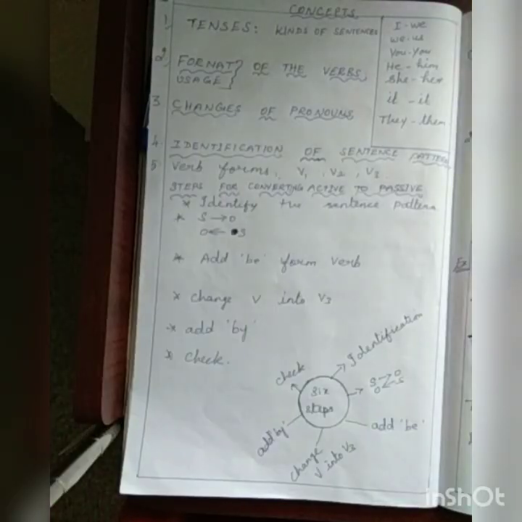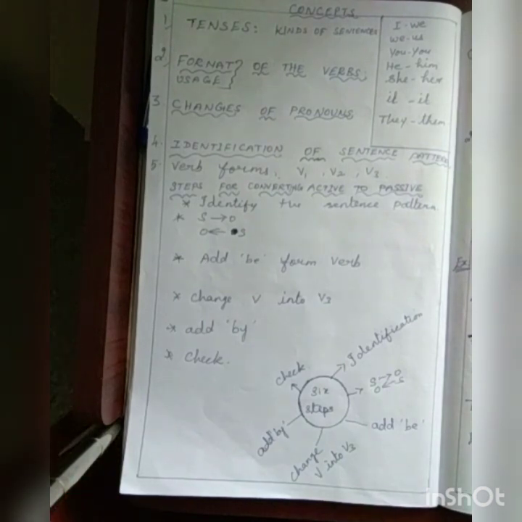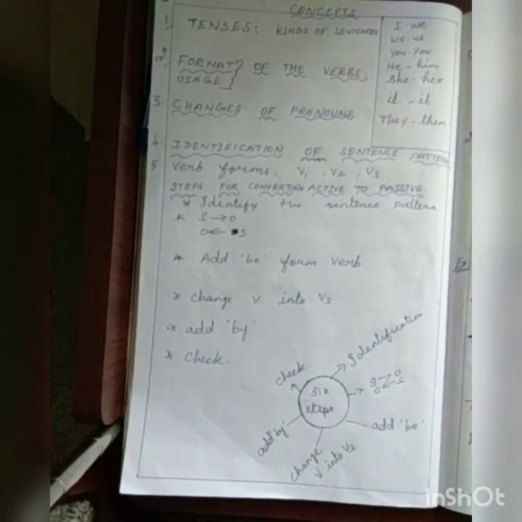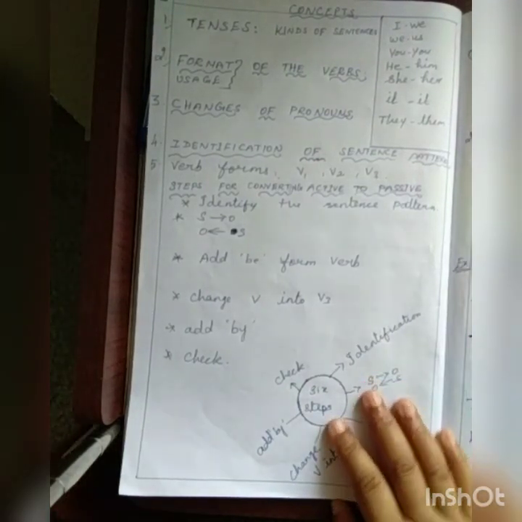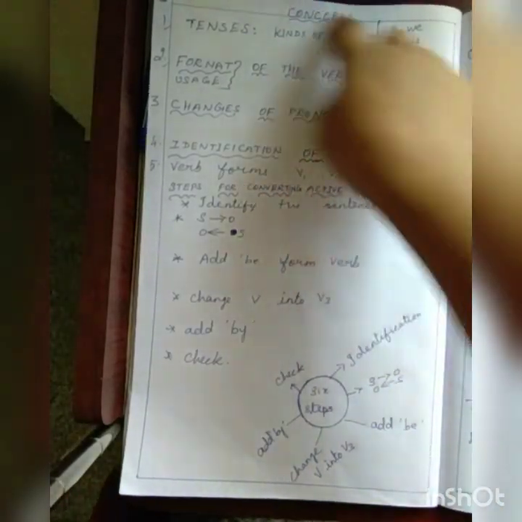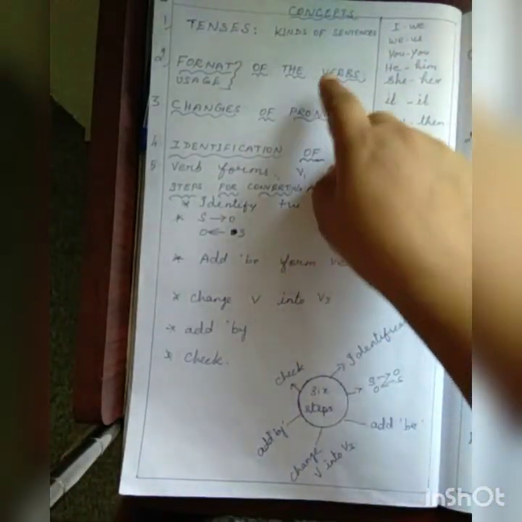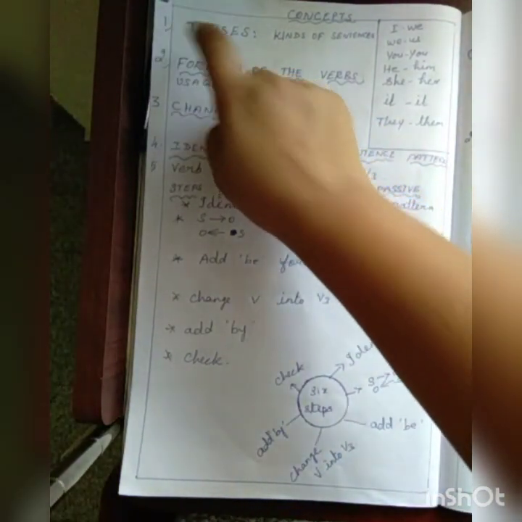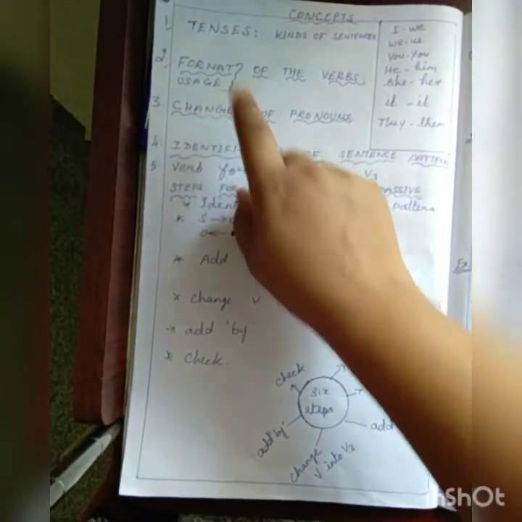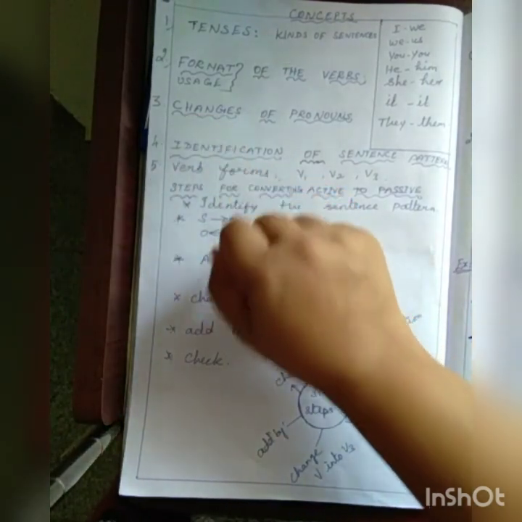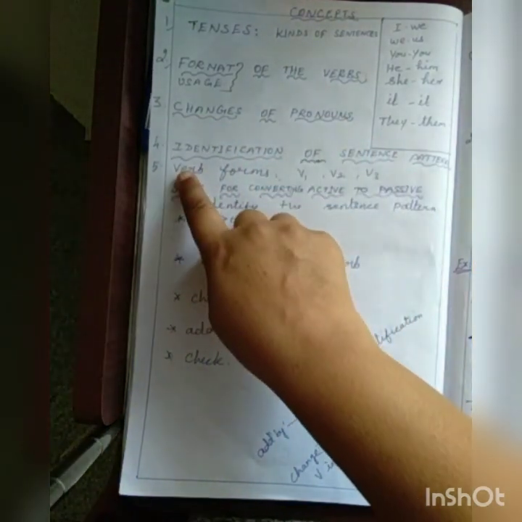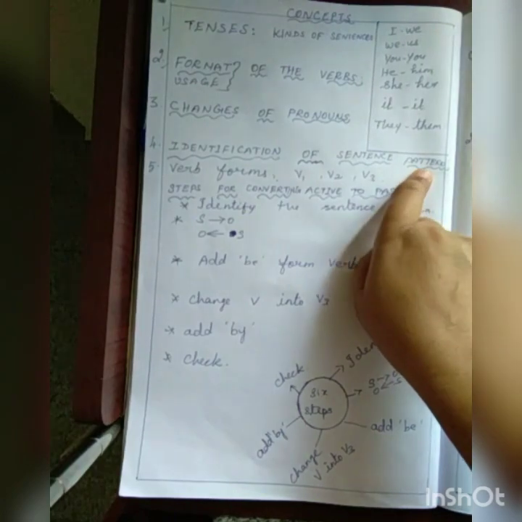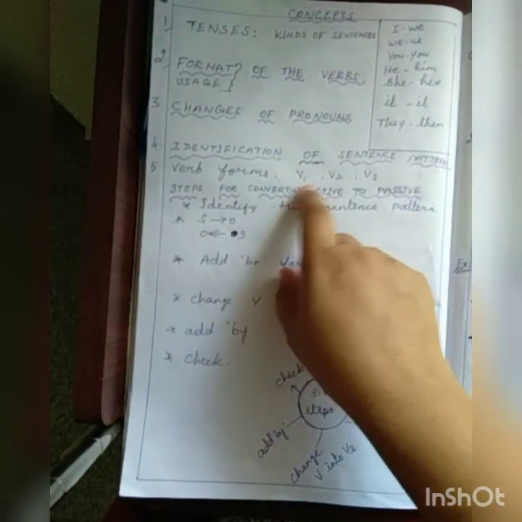I'm very glad to meet you all once again with the topic active and passive. Since this is a very important topic, come let's see. To convert active to passive, you should know these concepts very clearly. Okay, so first one tenses, second one format of usages, third one changes of pronoun, fourth identification of sentence pattern, and fifth verb forms v1, v2, v3.